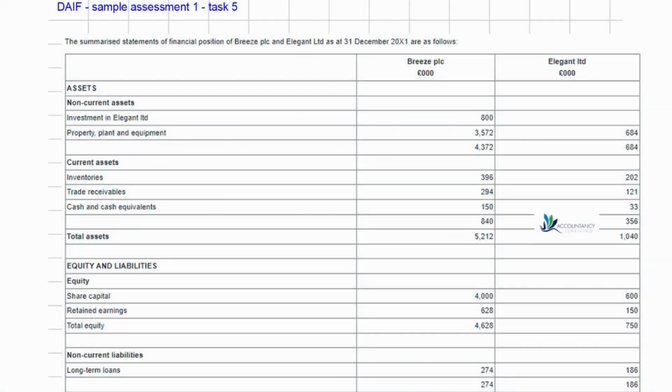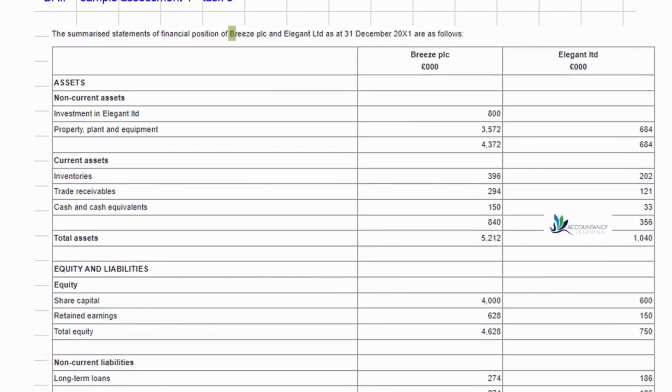This is a debrief of the Drafting and Interpreting Financial Statements AAT Sample Assessment 1, Task 5, which deals with preparing a set of group accounts and consolidated financial statements. So on the screen you can see the data that the question has provided, which is available in the references area in the exam software.